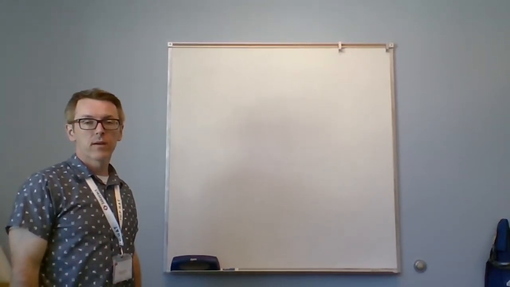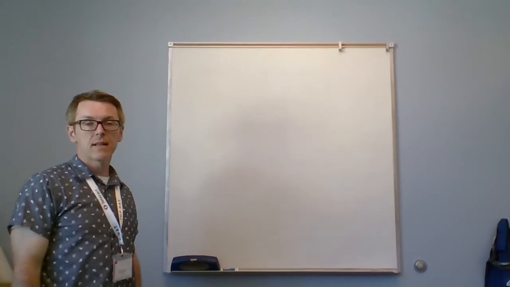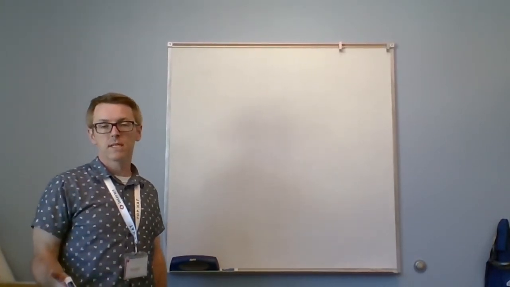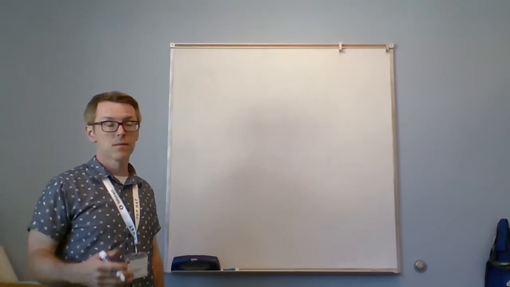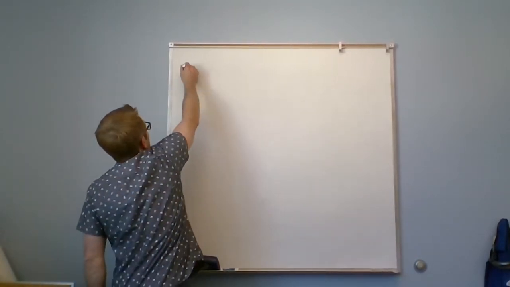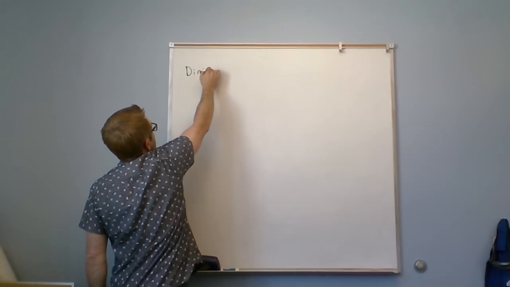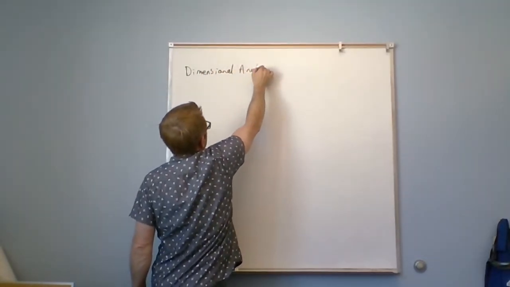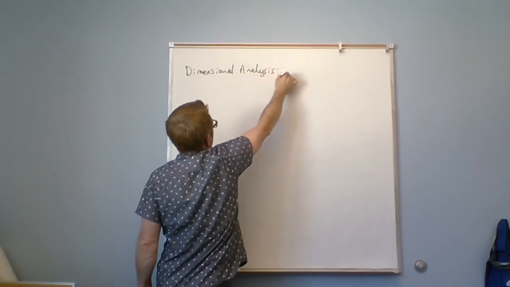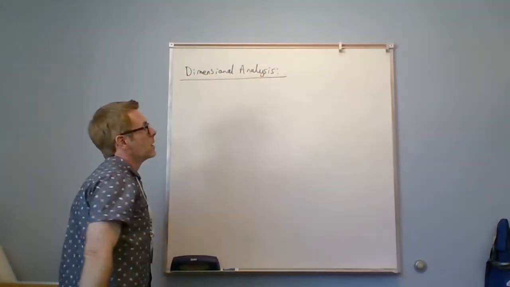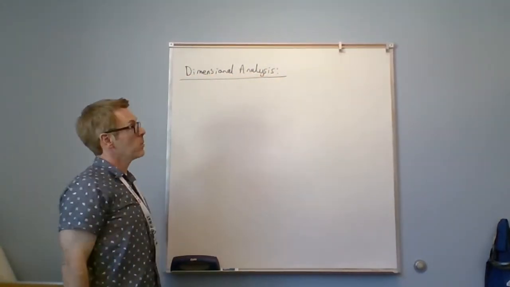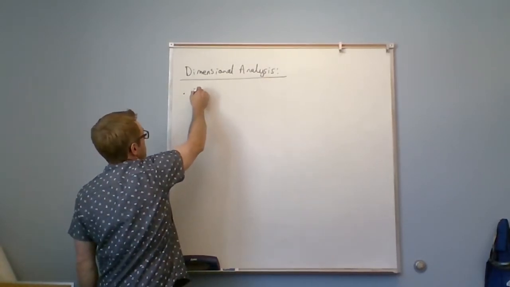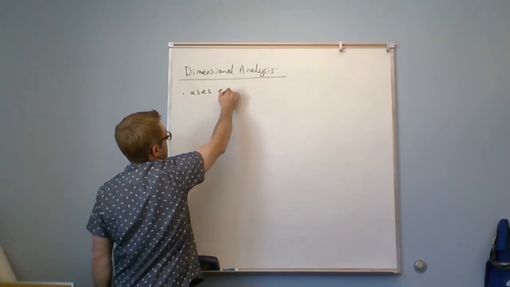This is going to be a quick video on dimensional analysis. Dimensional analysis is a technique used by scientists to interconvert units. It's also known as the factor label model. So it's a process that uses equalities.